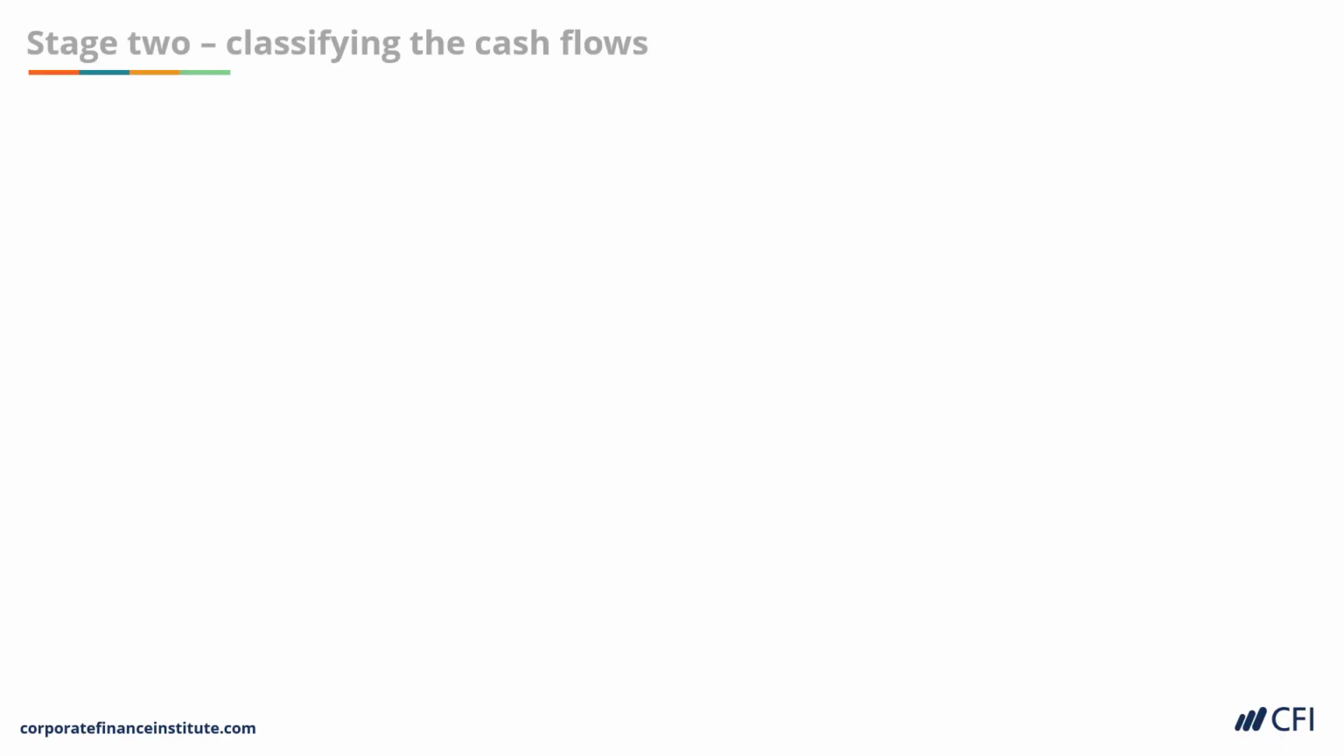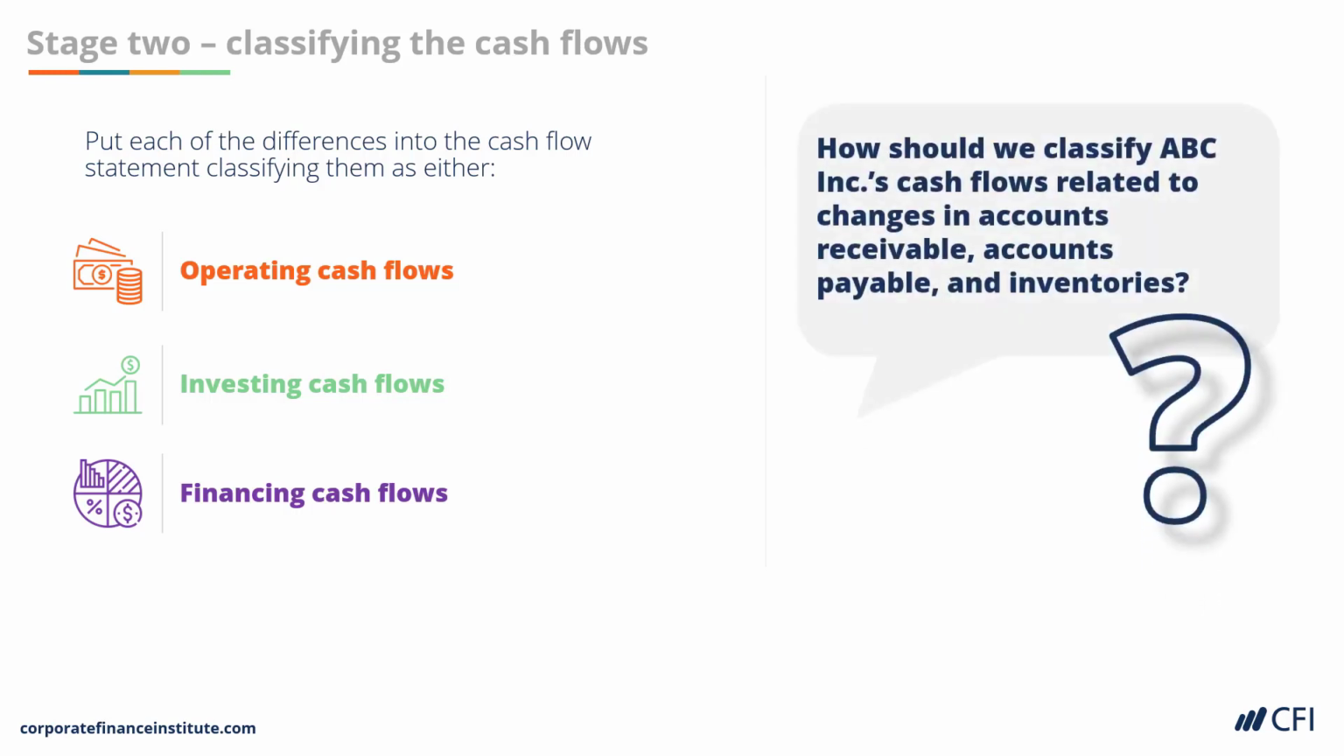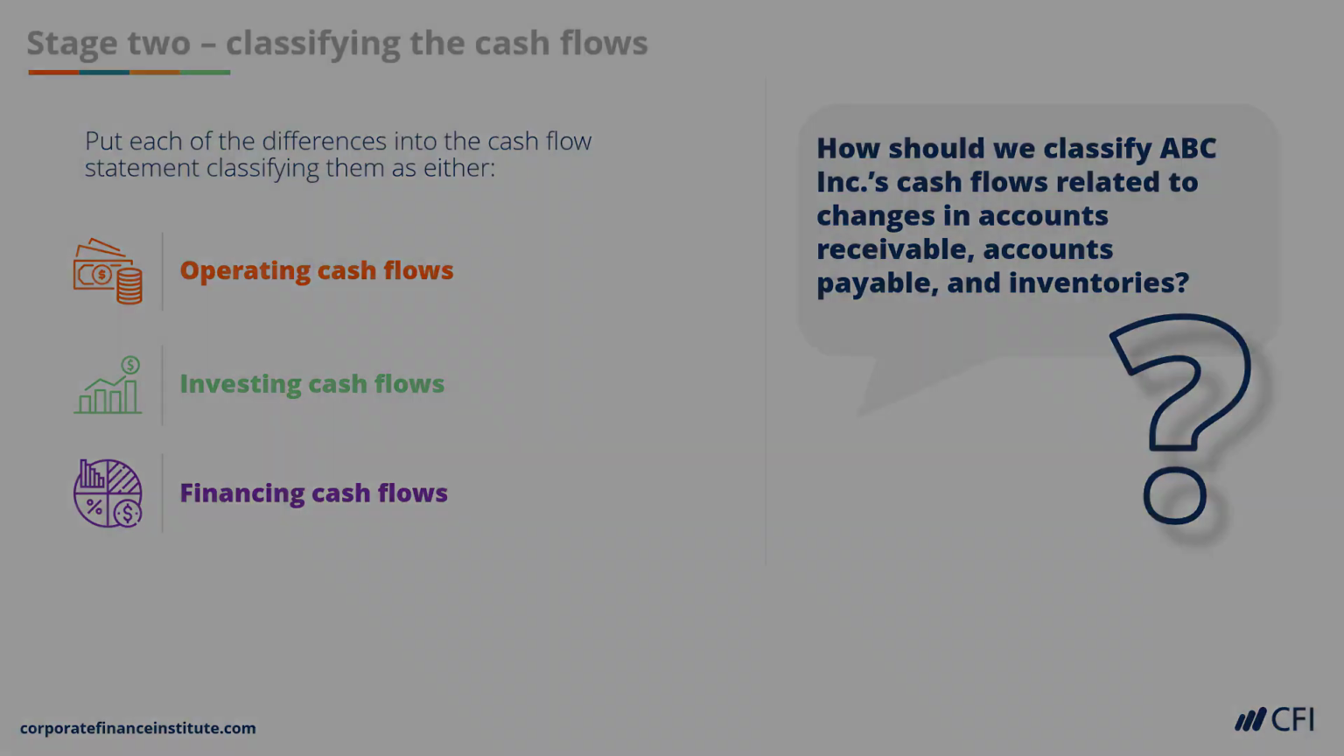Once we have completed our analysis of this year's and last year's balance sheets, the next step is to put each of the differences into the cash flow statement. We will classify them as either operating cash flows, investing cash flows, or financing cash flows. Based on the exercise we completed in the previous chapter, how should we classify ABC Inc.'s cash flows related to changes in accounts receivable, accounts payable, and inventories?